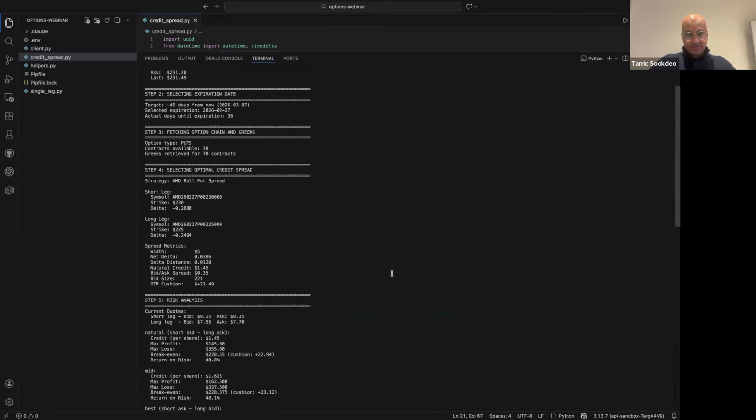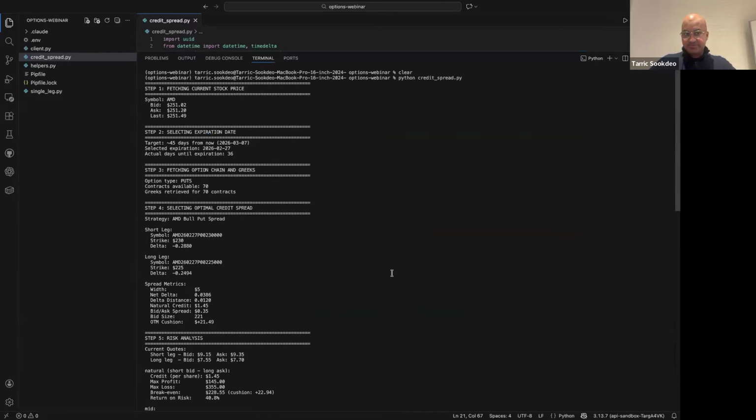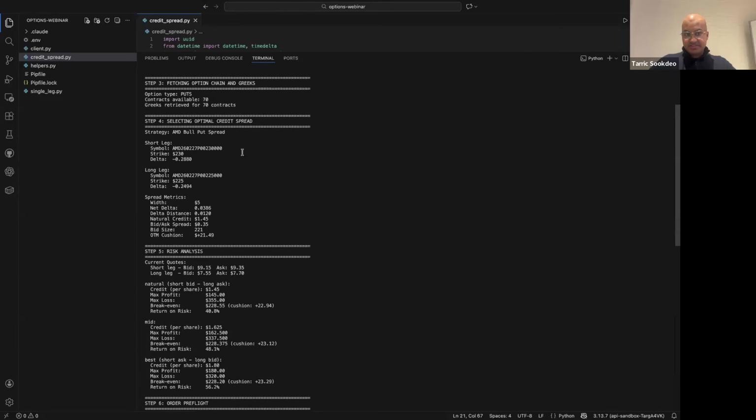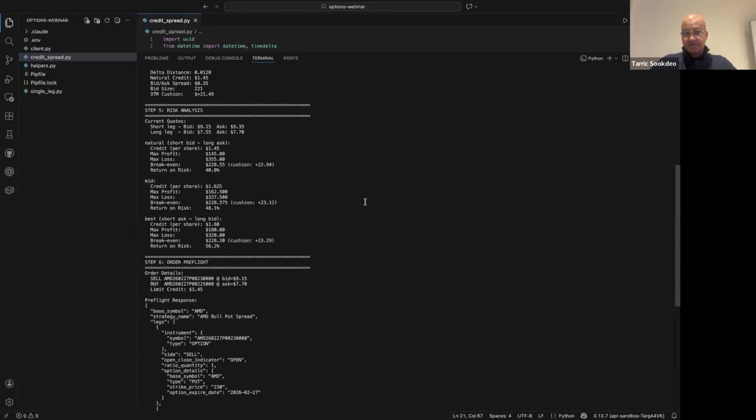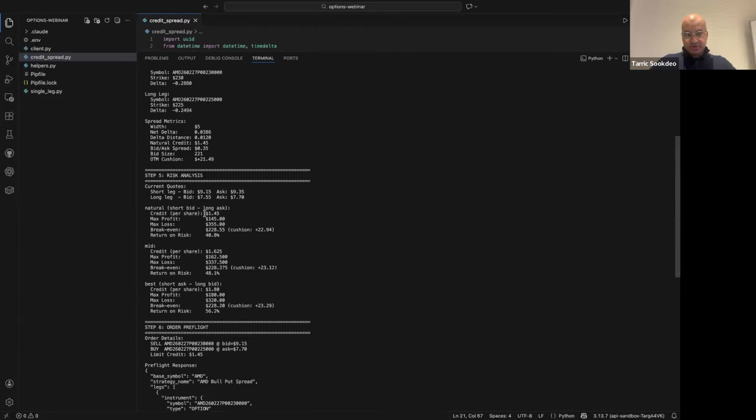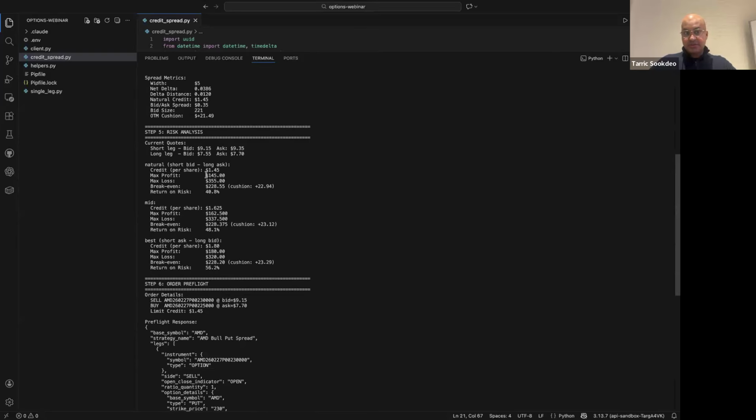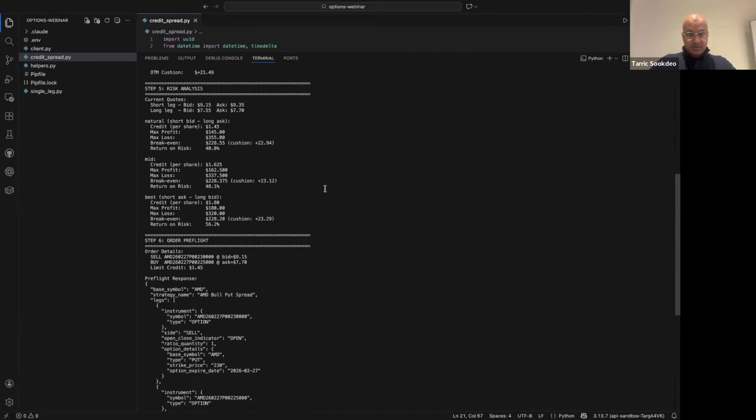So the script ran very similar steps in terms of getting the price of the shares at the moment, selecting the expiration, getting the contracts, and then determining which one's the best. But now the risk analysis is specific to credit spreads. So you can see right here, it seems like this would be the most likely outcome for this contract, where you'll get $145 in premium for the credit spread, and your max loss is about $355.